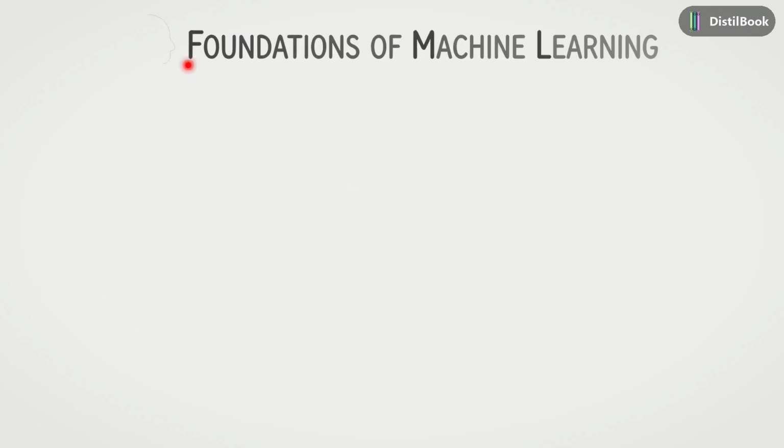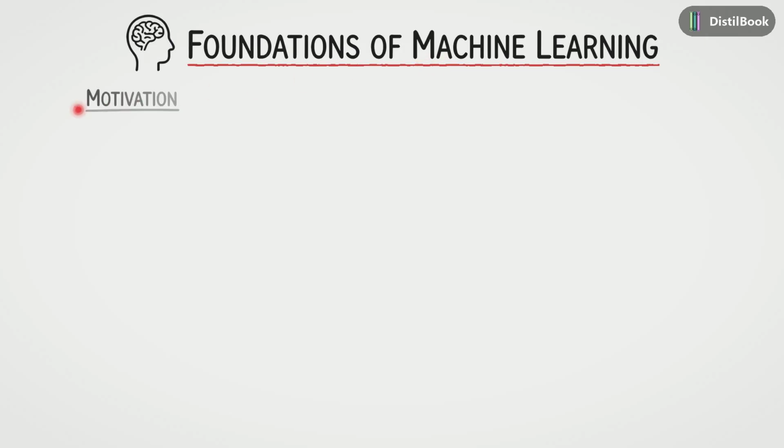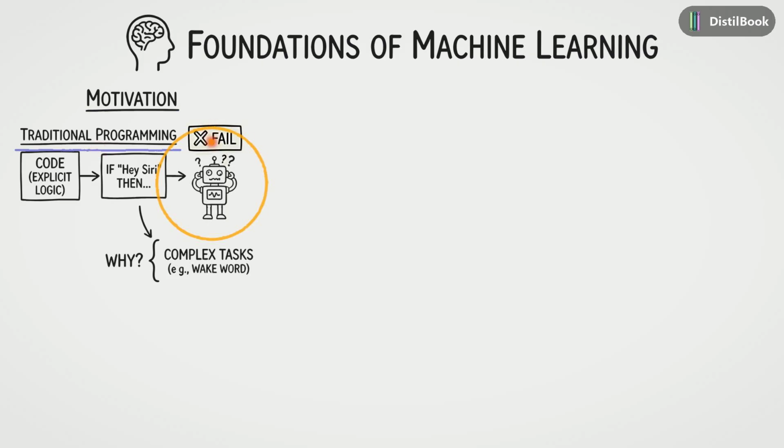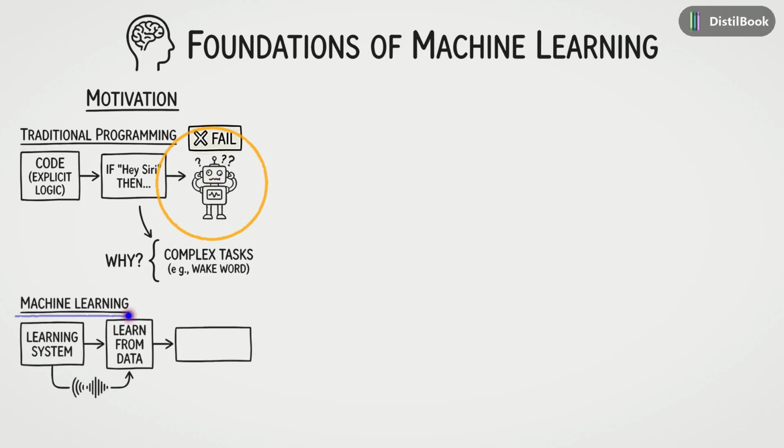By the end of this lesson, you will have a clear mental map of foundations of machine learning. We will begin our journey on the left, discussing our motivation. We'll explore why traditional programming, which relies on explicit logic, often struggles with complex tasks like recognizing speech. Instead, we will see how machine learning flips this paradigm to learn from data.